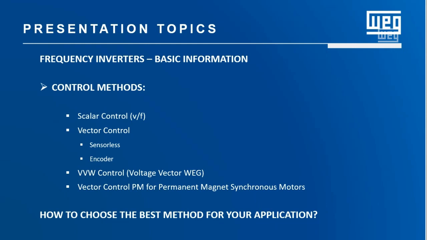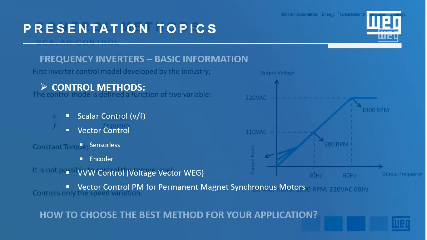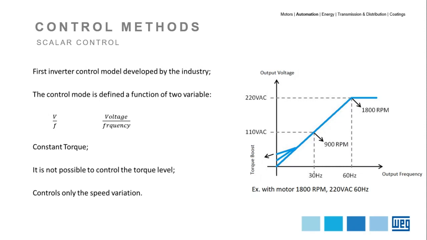And so let's talk about the main topic of this webinar, motor control methods using a variable speed drive. Let's start with the scalar control method. It was the first control method developed by industry and is the simplest of the methods. Basically, it's defined as a function of two variables, voltage and frequency. It controls only the speed variation and the torque remains constant.